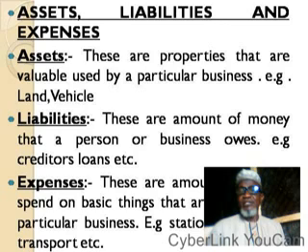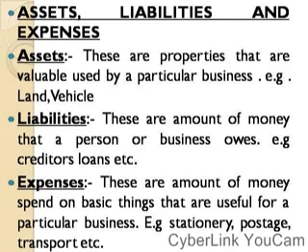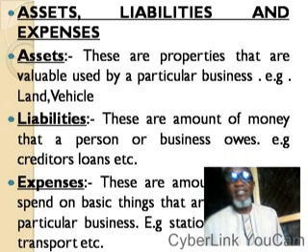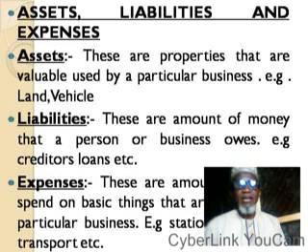Whether it is stationery or postages, all these are expenses incurred in a particular business, and they are going to assist the business. Expenses assist business at a particular point in time. So all these are going to be treated under our double entry system of bookkeeping.